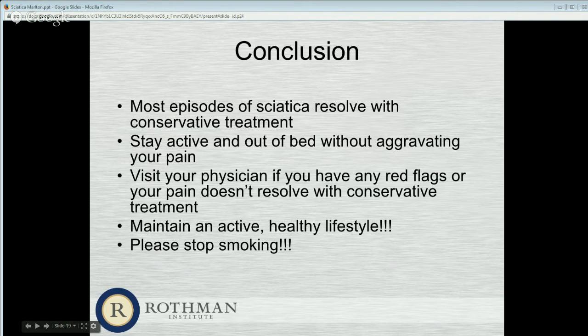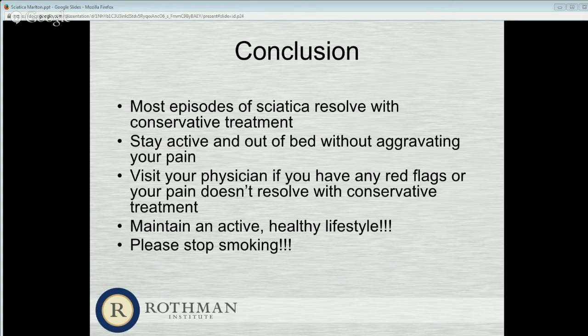If you have any of those red flags that we talked about, and it doesn't resolve with the conservative treatment you were started on, come in to see a specialist and we'll see what we can do for you. Maintain an active, healthy lifestyle, and if you're a smoker, please stop smoking. Any questions? What's your theory on medical marijuana?